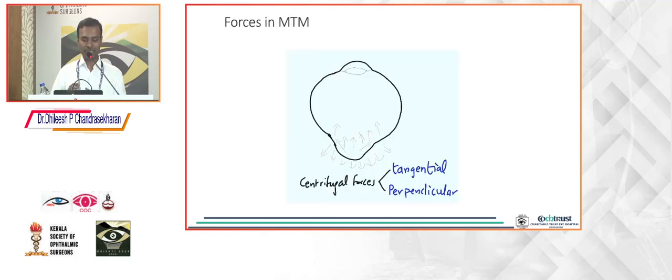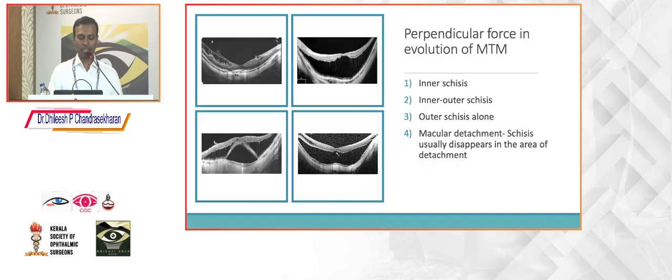And in myopic traction maculopathy, there are certain forces which act against it. There are the tangential forces exerted by the vitreous and the perpendicular forces exerted by the sclera, enlarging and elongating the sclera. So the perpendicular force, as it evolves, initially causes inner layer schisis. Later on, it goes on to cause outer layer schisis, and then the posterior pole of the macula detaches, and then the entire macula detaches. Once the entire macula detaches, the schisis cavities usually disappear.